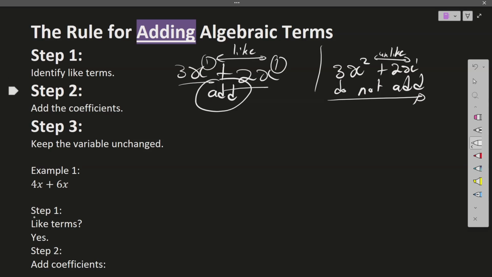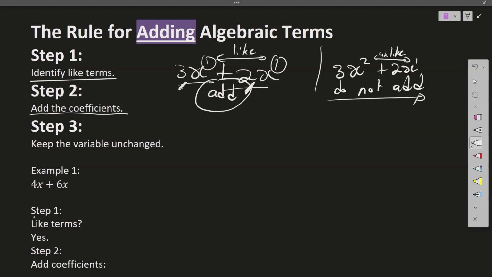So you identify the like terms first. Step number 2, you add the coefficients. The coefficients are 3 here and this 2 right here. So if you had 3 apples and Johnny had 2 apples, in total, how many apples do you have? You have 5 apples. So you carry the coefficients. Add the coefficients.